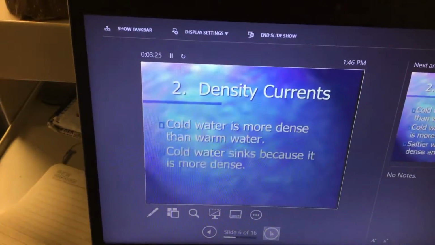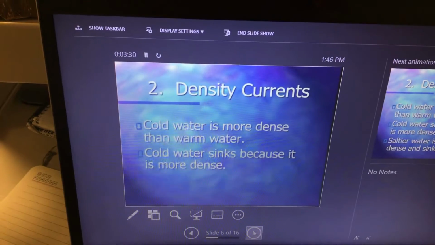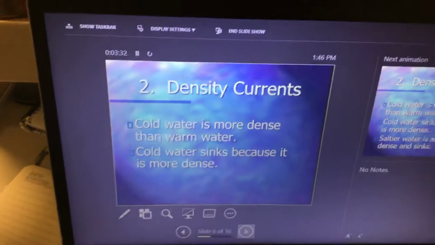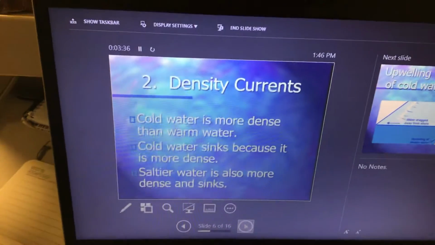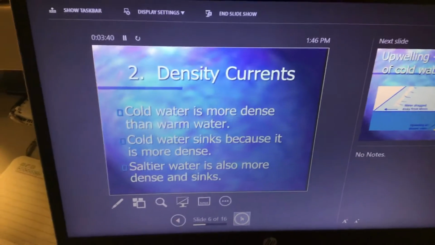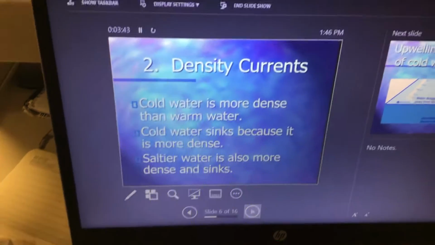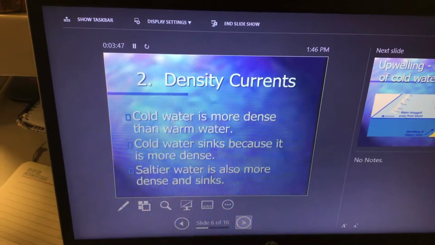Okay, I would probably put this down. Cold water is more dense than warm water, so cold water is going to sink. Saltier water is also more dense than not as salty water, so it's going to sink. So the deeper you go in the ocean, the colder the water is going to be, and the saltier the water is going to be.